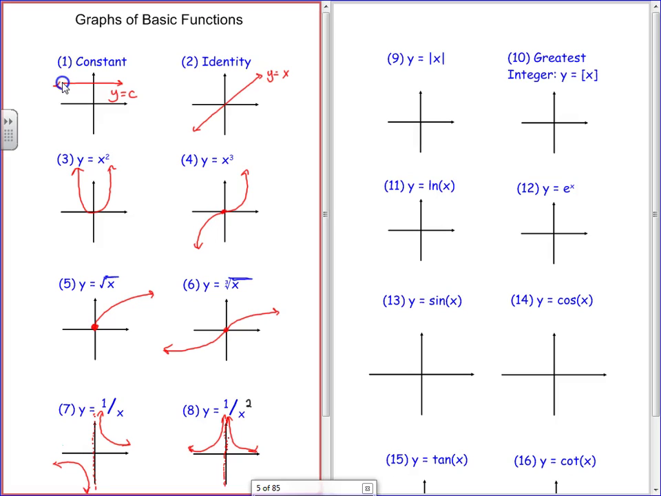Absolute value of x. You guys remember him? He's the v. Oh, sorry, I could have kicked that towards you.